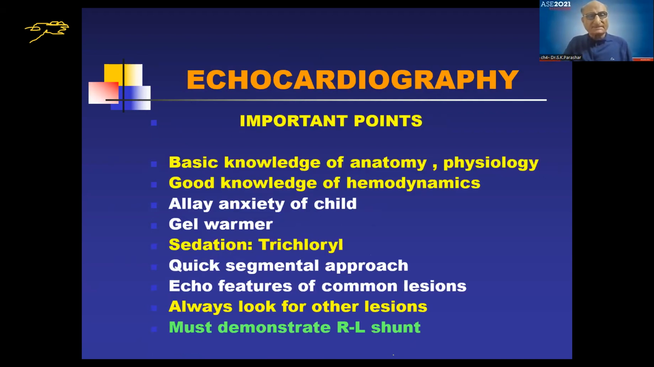That is because you must have a good knowledge of anatomy. If you don't know what the anatomical changes are in that particular disease, you will not look for them. For example, in Fallot's tetralogy, there are four things. So you must have a basic knowledge of anatomy and physiology, and make a very short note of basic anatomy and physiology, and a good knowledge of hemodynamics.